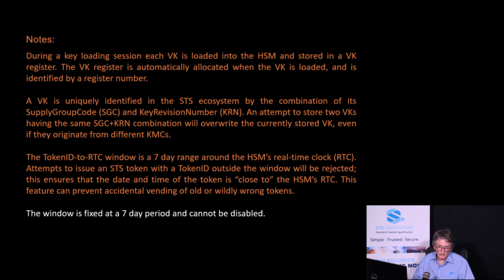The token ID to RTC, or real-time clock window, is a 7-day range around the HSM's real-time clock. Attempts to issue an STS token with a token ID outside the window will be rejected. This ensures that the date and time of the token is reasonably close to the HSM's real-time clock. This feature can prevent accidental vending of old or wildly wrong tokens. The window is fixed at a 7-day period and cannot be disabled.